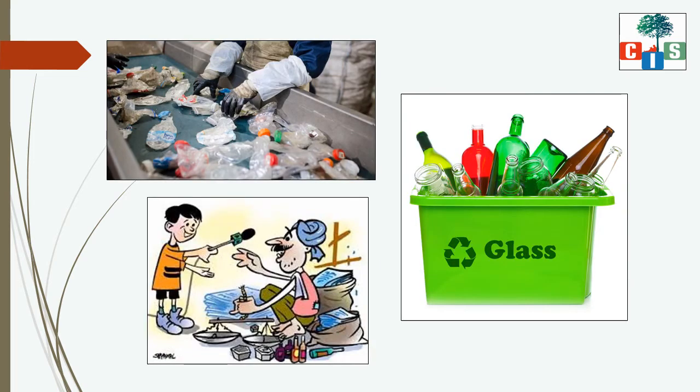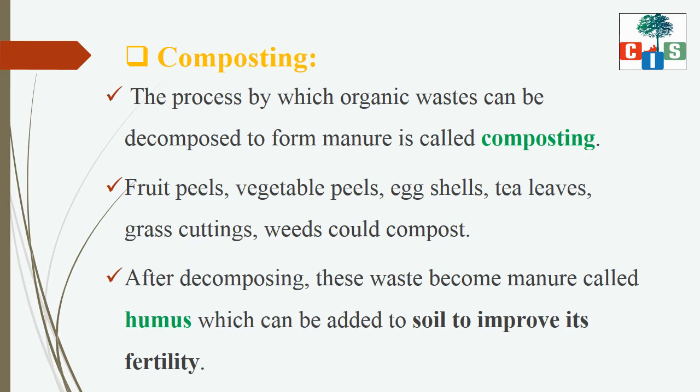Here you can see the pictures. Yes, we should hand over these recyclable items to the scrap dealer or kabadi wala. From there, these items are taken to the respective place where they can be recycled. So scholars, these three, reuse, reduce and recycle, are the simple and easy methods to reduce the waste. There is one more method which we should follow to reduce the waste, to dispose the waste, and it is composting.